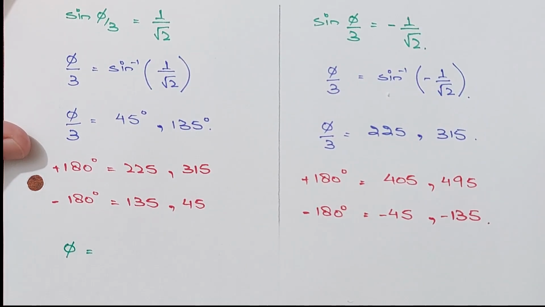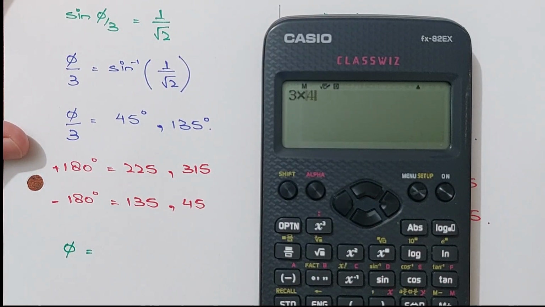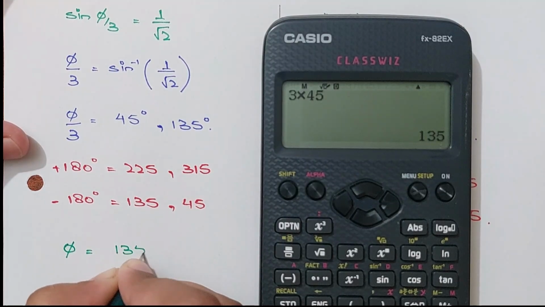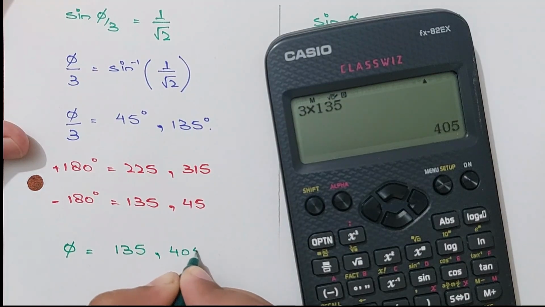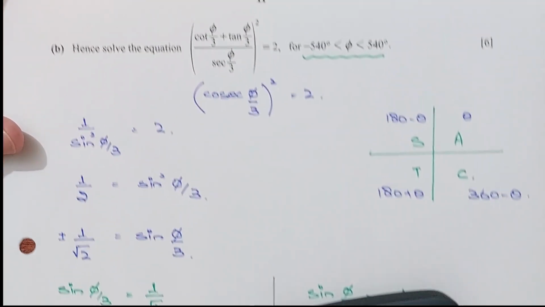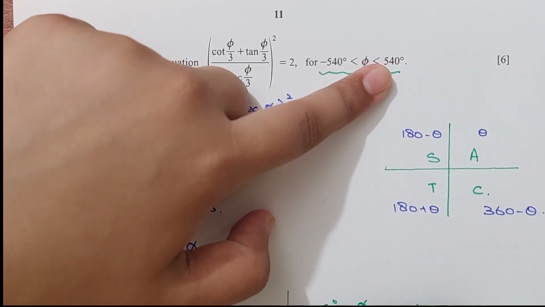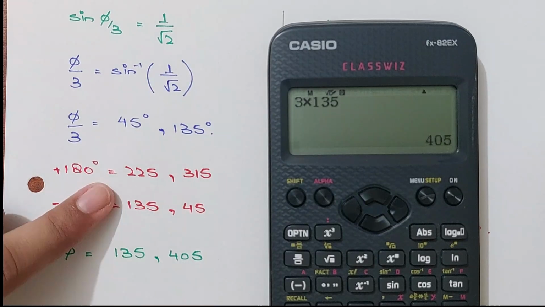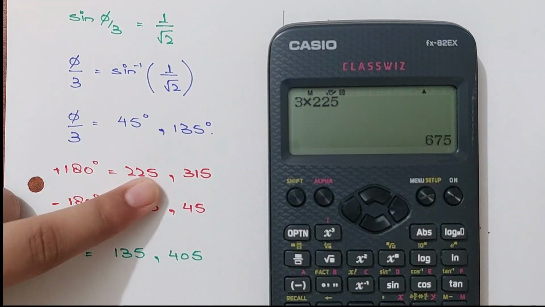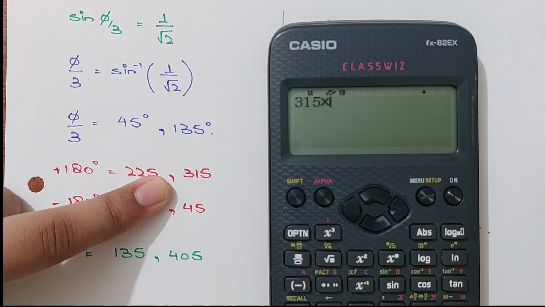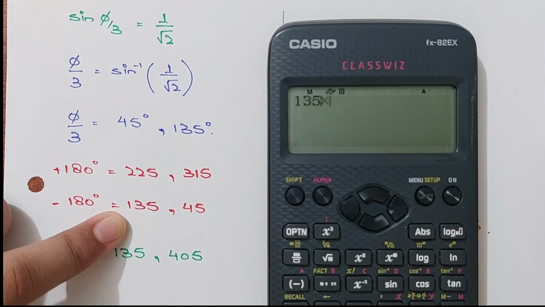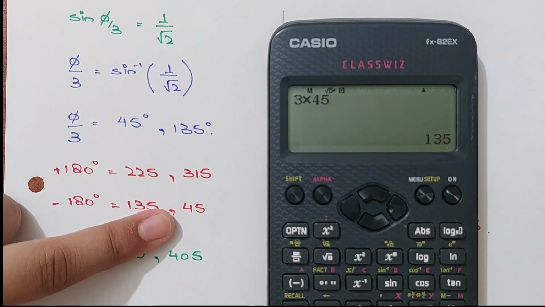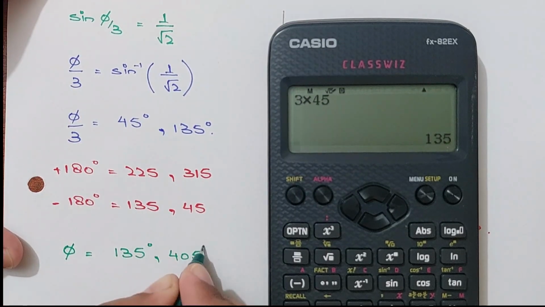So for the 5 values, we have to multiply by 3, right? 3 times 45 is 135. 3 times 135 is 405, right? And we have to pick the values that are between minus 540 and plus 540, right? So these two values lie between the range. Now 3 times 225 is more than the given range. 315 times 3 is also more. 135 times 3 is 405, which is already written. And 3 times 45 is 135, already written, right?